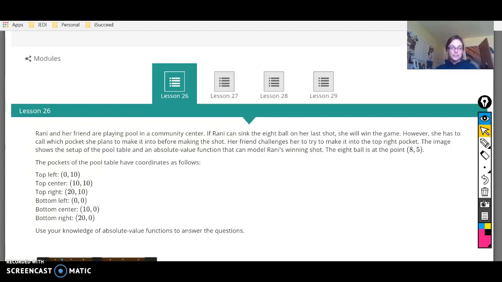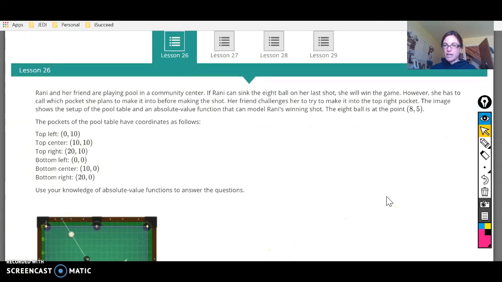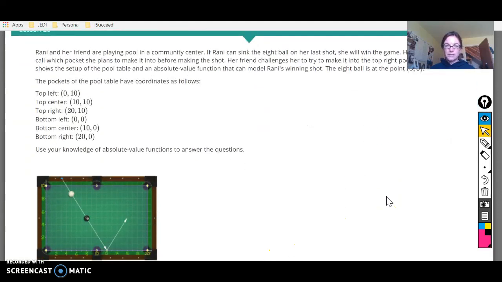So Rainy and her friend are playing pool in a community center. If Rainy can sink the 8 ball on her last shot, she will win the game. However, she has to call which pocket she plans to make it into before making the shot. Her friend challenges her to make it into the top right pocket. The image shows the setup of the pool table and an absolute value function that can model Rainy's winning shot. Just for reference, the 8 ball is at 8 and 5, x equal 8 and y equal 5.